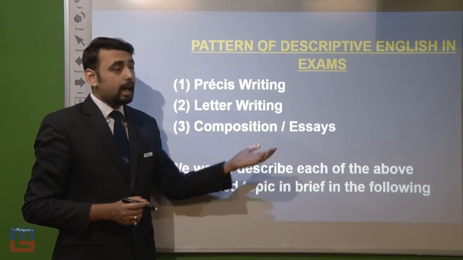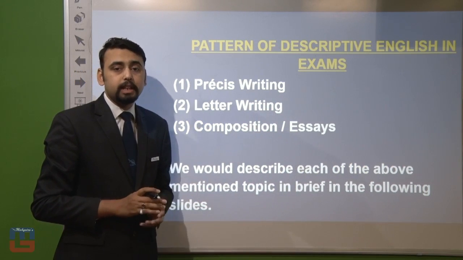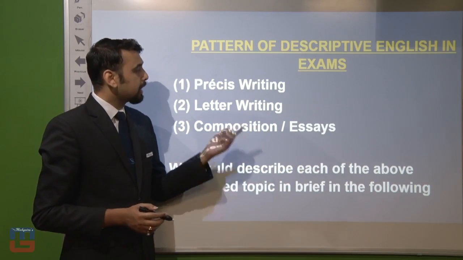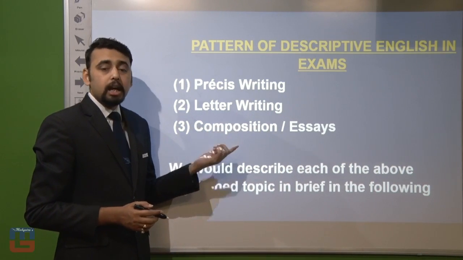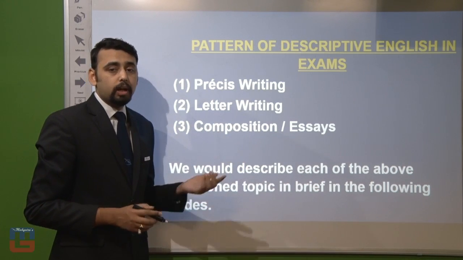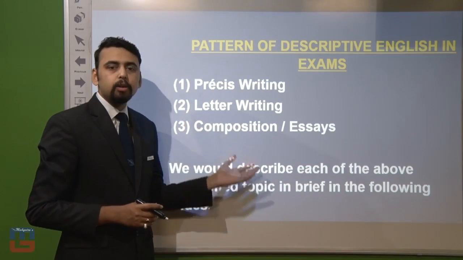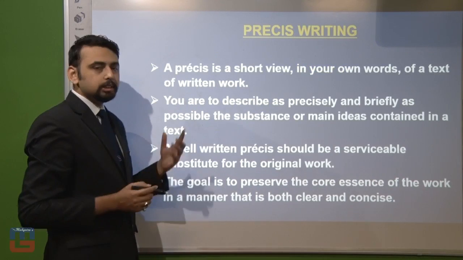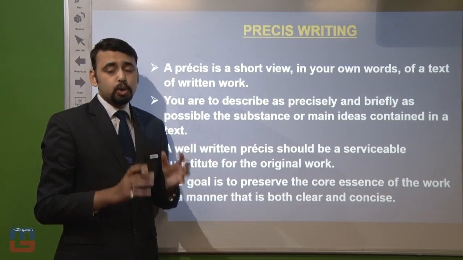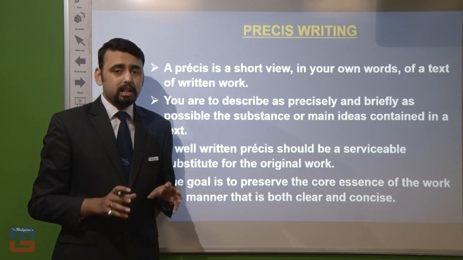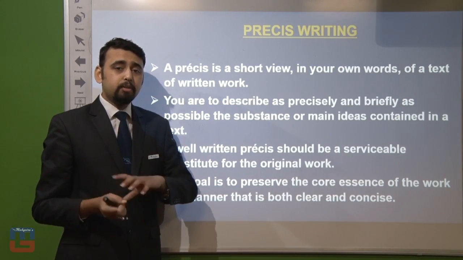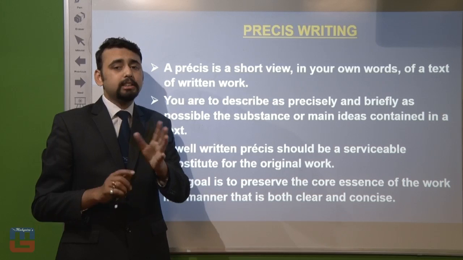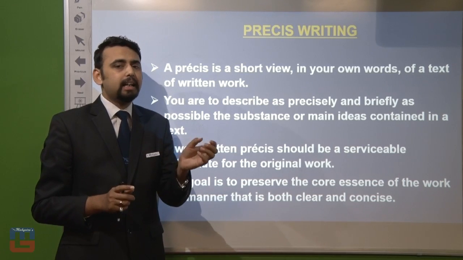Here's the pattern of descriptive English in the examination. Usually there are three things: Précis writing, letter writing, and composition or essays. Let's have a look at all of them one by one in brief. Here's the first one, Précis writing. Usually you are given a 210 word article, and you have to rewrite that article in your own words in 70 words, or let's just take 1/3 of the word limit that's there.